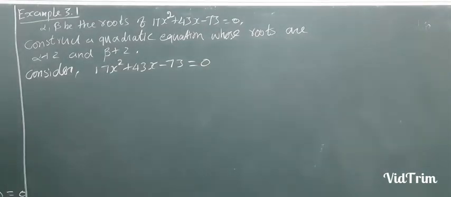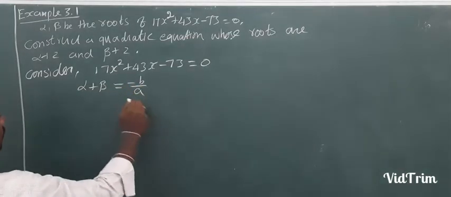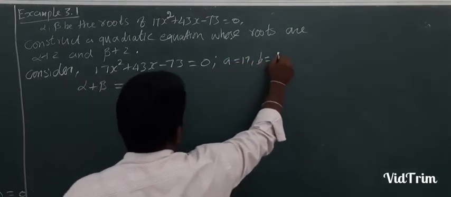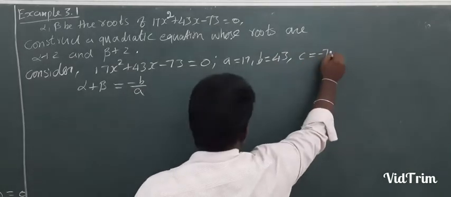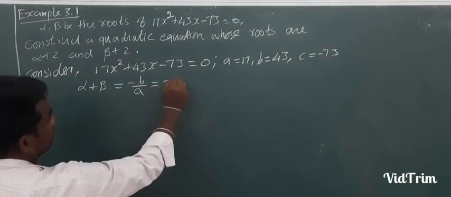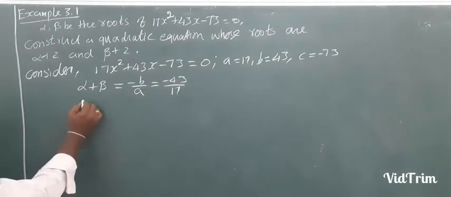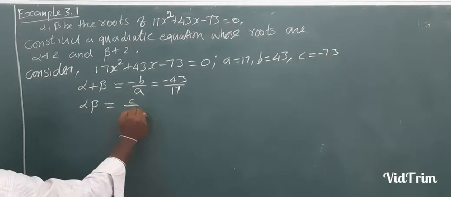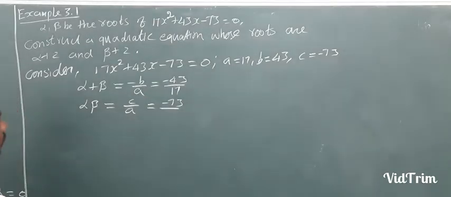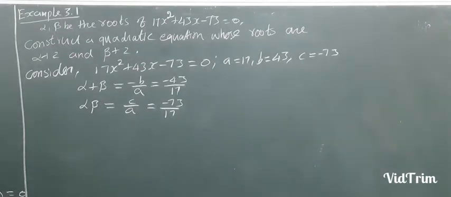From this equation we are going to find alpha plus beta. You know the formula, minus b by a. Here a is equal to 17, b is equal to 43, then c is equal to minus 73. Now apply the values: minus b by a is minus 43 by 17, and next the product of the roots, alpha into beta, is equal to c by a, c value minus 73 and a value 17. That is for the roots of the given equation.